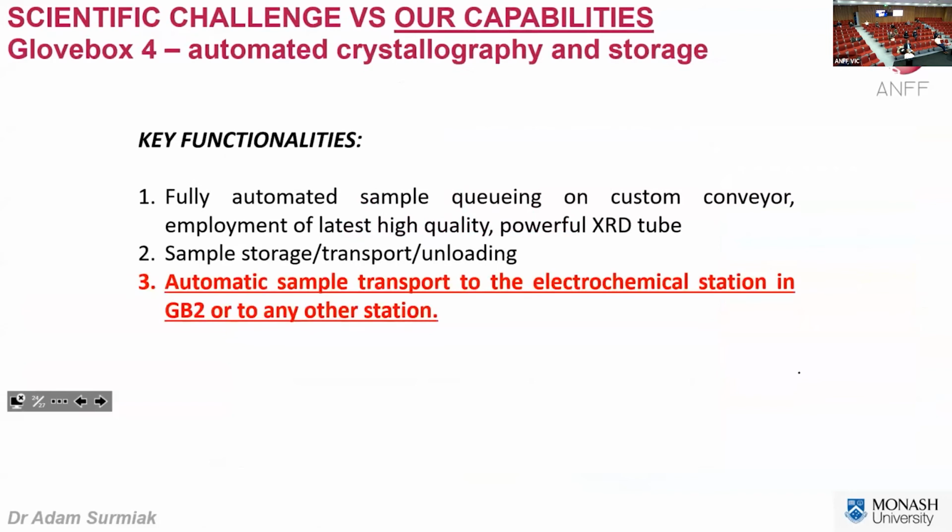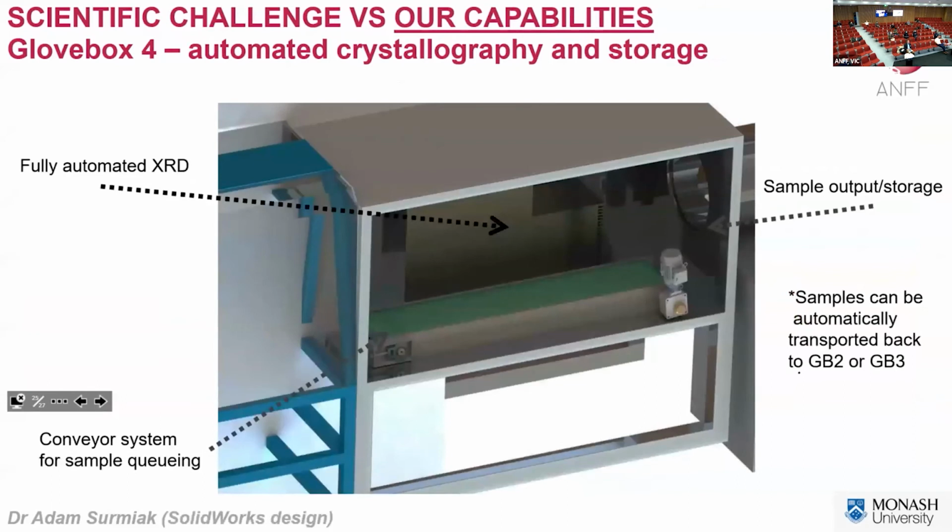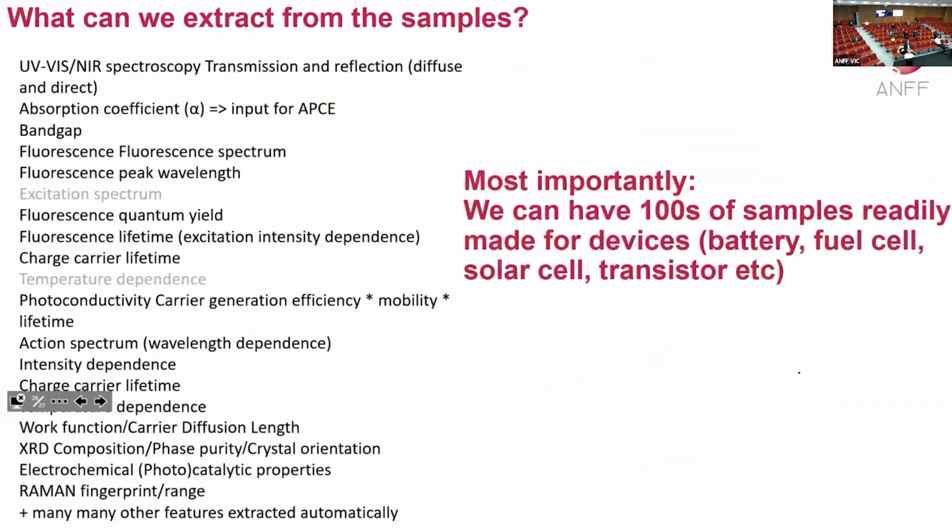And the last glove box pretty much is for the XRD. So it's got a conveyor belt. It's a very unique, bespoke system that we will build inside. So we've got the queuing of the samples, and therefore we can run XRD and extract many other features.